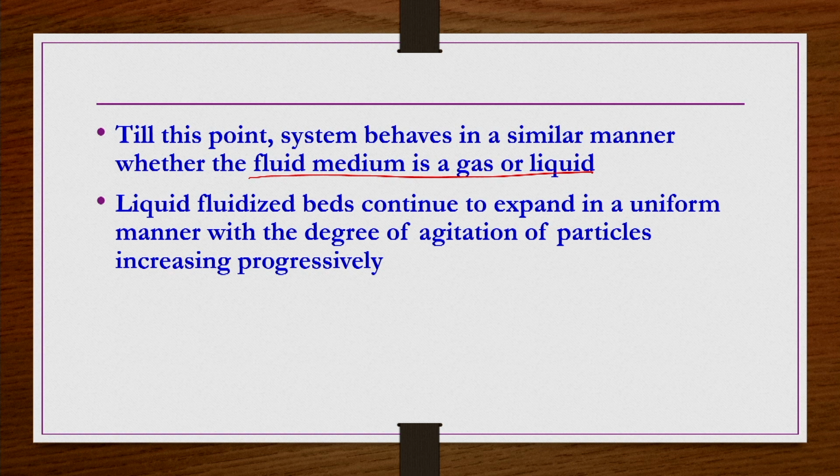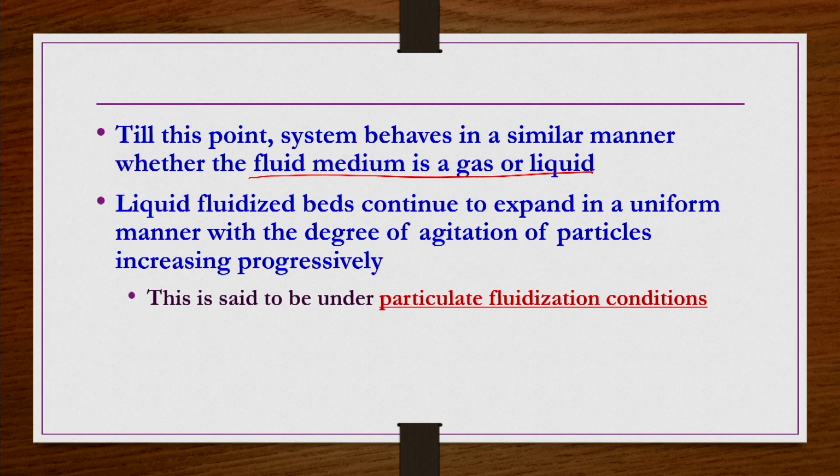Till that point, whether it is a gas solid system or a liquid solid system, it is going to behave similarly, right. After that, if you have a liquid solid system, a liquid fluidized bed, the bed is going to expand in a more uniform way, with the degree of agitation of particles increasing progressively. So after the incipient point of fluidization, when you further increase the velocity, if the fluid is a liquid, then a uniform expansion of the bed takes place, and a constant bed density can be found at any location within the fluidized area of the bed. Okay. That is known as particulate fluidization, or smooth fluidization.